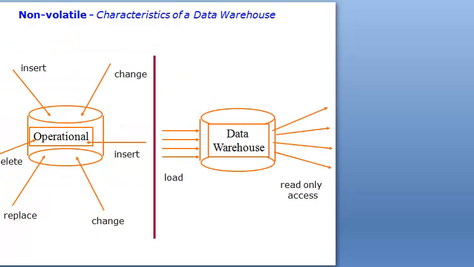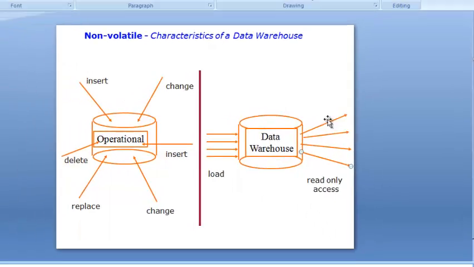Next, non-volatile. An operational database is a daily transactional database, where we can insert, change, delete and replace data; all operations are possible. Whereas in a data warehouse, once we load the data from the operational database, it's read-only. We cannot change the data once it's stored in the data warehouse. It's used for analysis and reporting purposes.